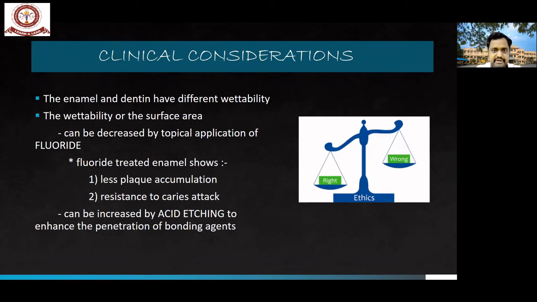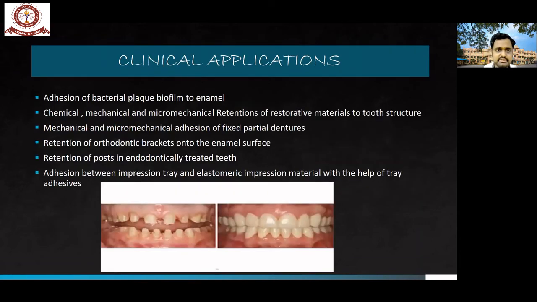So enamel and dentin have different wettability and different surface characteristics. So we should know which clinical scenario we are in, like if there is more enamel, which restoration we need to go for, depending upon the amount of tooth structure, the amount of surface energy, and how clean the cavity is. Okay. So the wettability or surface area can be increased or decreased by application of fluoride, by acid etching or some other techniques. To decrease the surface area we can apply topical fluoride. So fluoride treatment of enamel causes less plaque accumulation and resistance to carious attack. It can also be increased by acid etching to enhance the penetration of bonding agents.